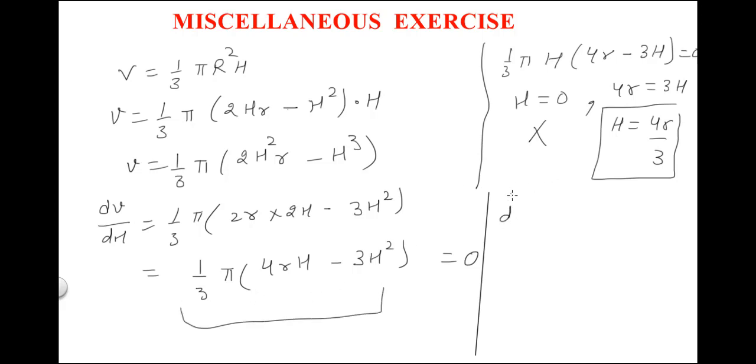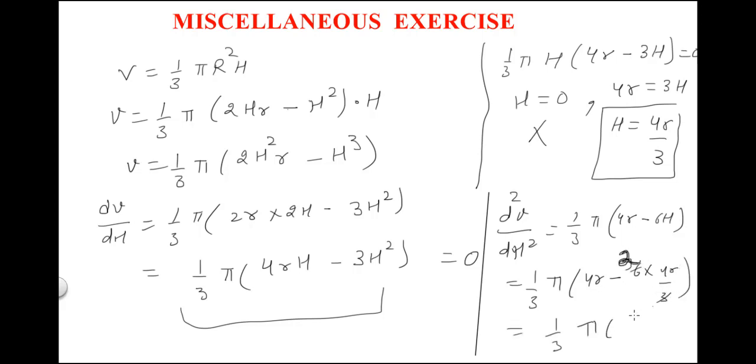Putting it as d square V upon dH square, we get the answer as equal to 1 upon 3 pi as it is, right? 4RH differentiation will be 4R minus 6H. Now instead of H, we will put 4R upon 3. So 1 upon 3 pi, 4R minus 6 multiplied with 4R upon 3. So 3 2s are 6. 4R minus 8R is minus 4R, which is less than 0. So we see the volume of the cone is maximum when the altitude of the cone is 4 upon 3 times the radius of sphere, which is small r.